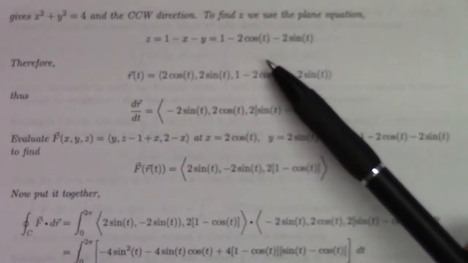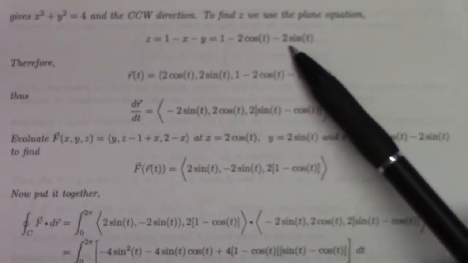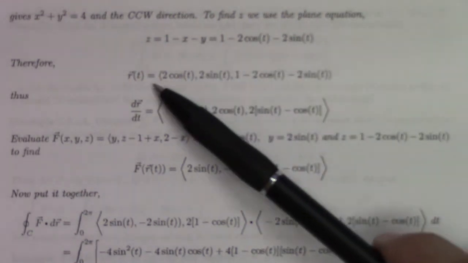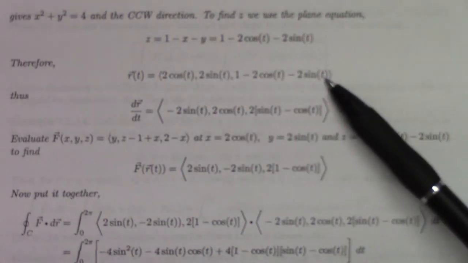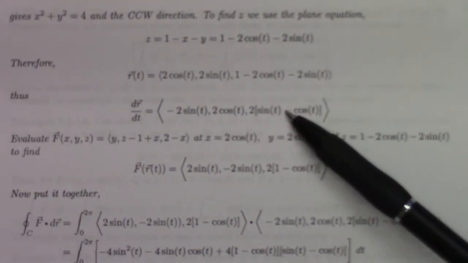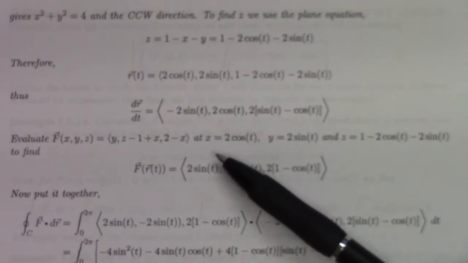So z, the parameterization of z, would then be 1 minus 2 cosine t minus 2 sine t. And so there we go. First order of business, we found a parameterization of the curve that we're integrating over. Then I calculate the velocity by differentiating.